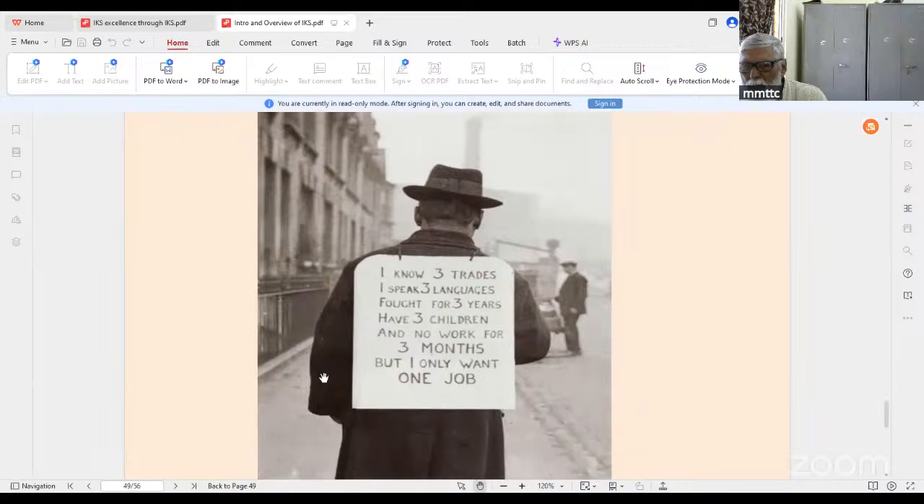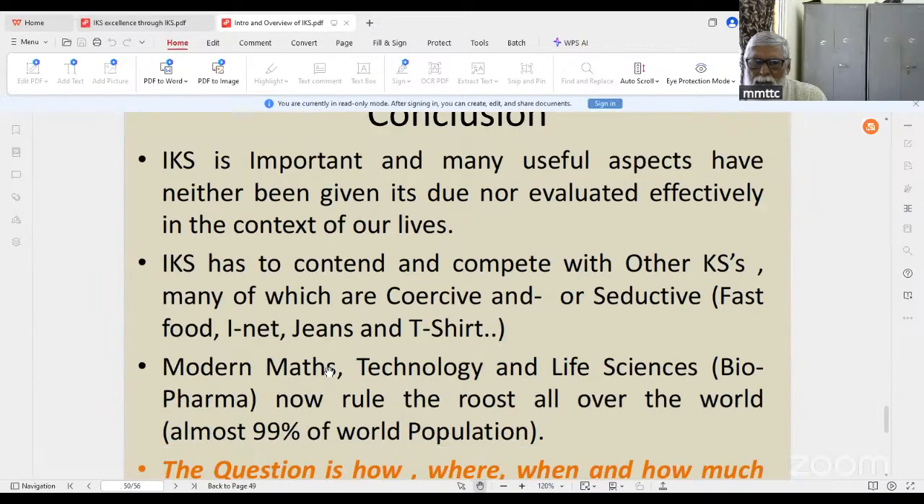Okay. So, in conclusion, IKS is important and many useful aspects have neither been given their due nor evaluated effectively in the context of our lives. IKS has to contend and compete with other knowledge systems, many of which are coercive and seductive. For example, fast food, very convenient; internet, inevitable; jeans and t-shirt, almost universal dress material. And today, modern maths, technology, and life sciences, particularly biological and pharma, now rule the roost.